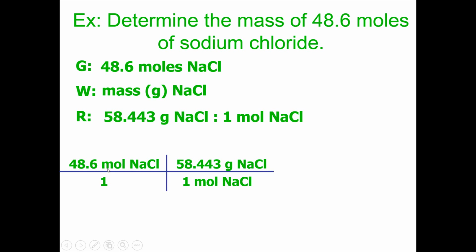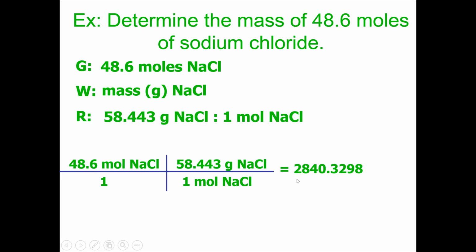I notice that I only have numbers in the numerator, but I'm going to go ahead and tell you the calculation out loud as if I had different numbers in the denominator. So in my calculator, I would type out 48.6 times 58.443 divided by 1, and rounded to 3 significant figures. Well, actually, the calculator value I get is 2,840.3298, but I need to round this value to 3 significant figures.